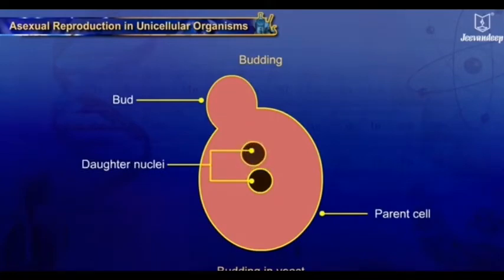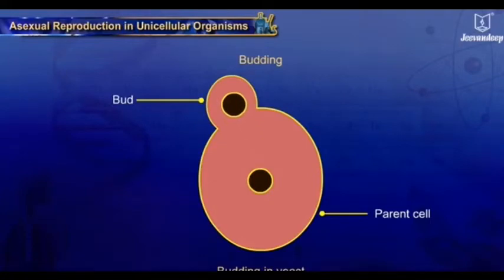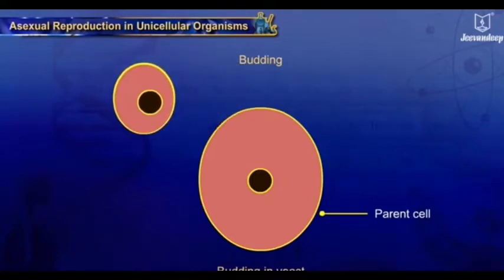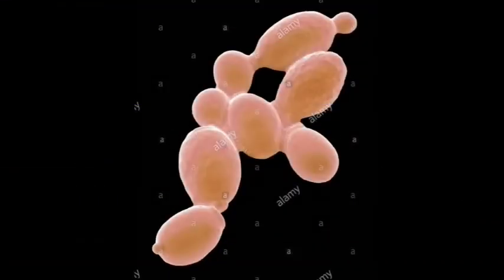Then the nucleus of the parent cell divides into two, and one nucleus moves into the bud. Then this bud detaches from the parent cell and grows into a new yeast cell. In yeast cells, budding takes place very fast, and sometimes all these buds remain attached to the parent cell, forming a chain of yeast cells. After some time, all the buds separate from one another and form individual yeast cells.